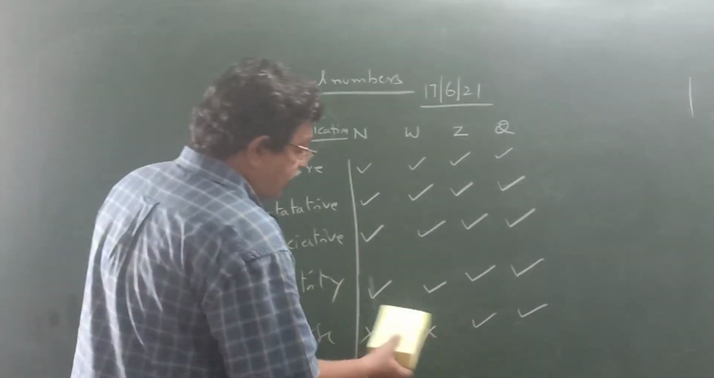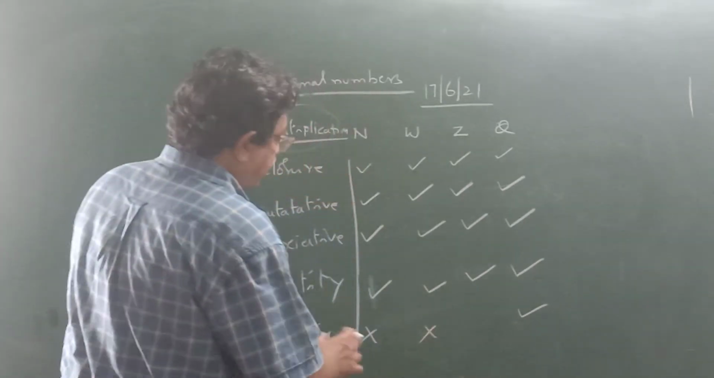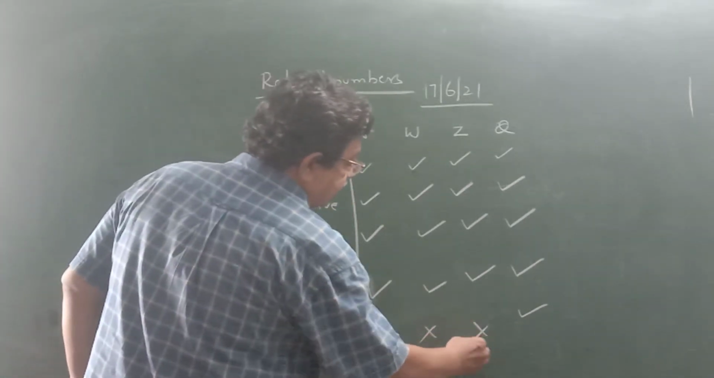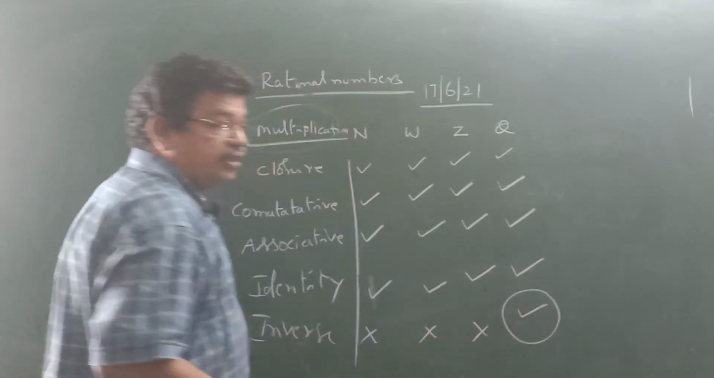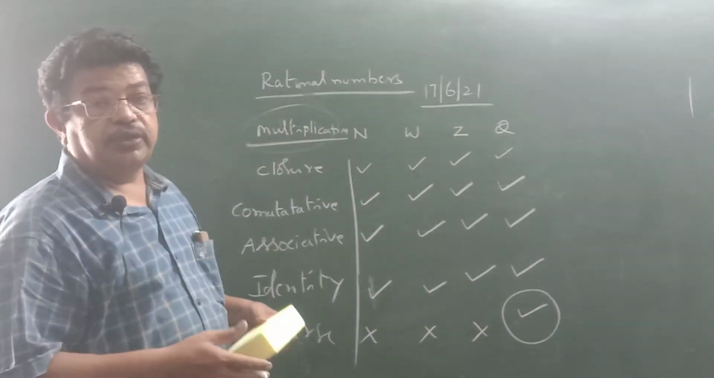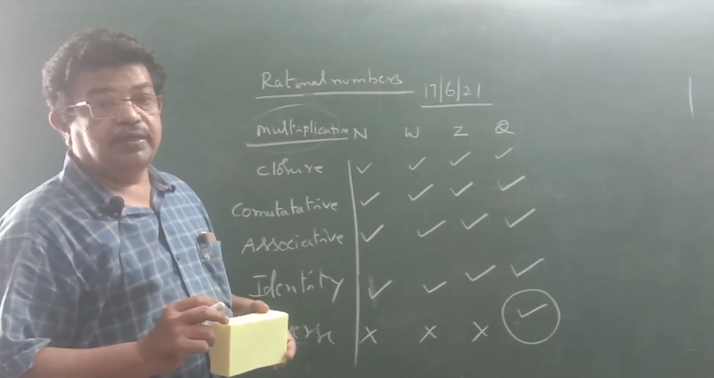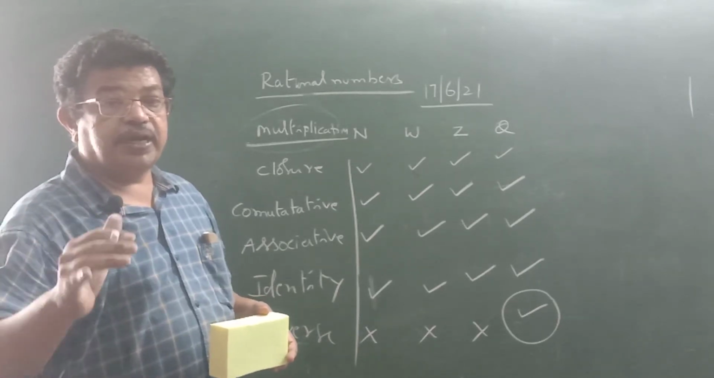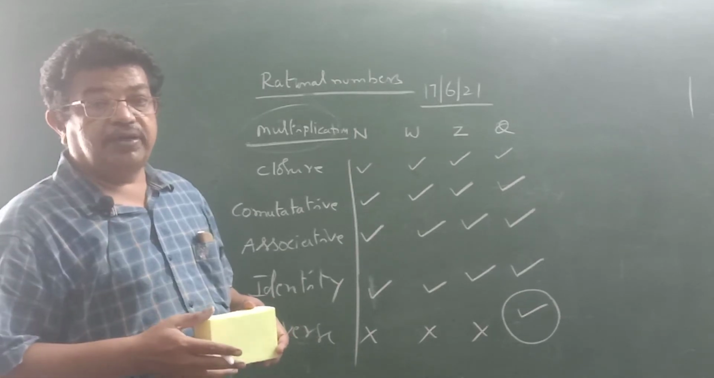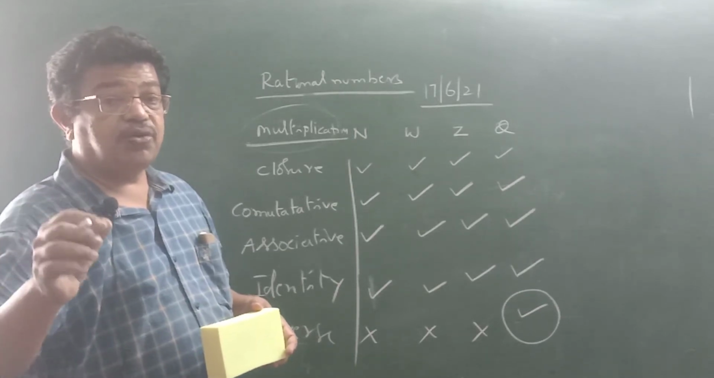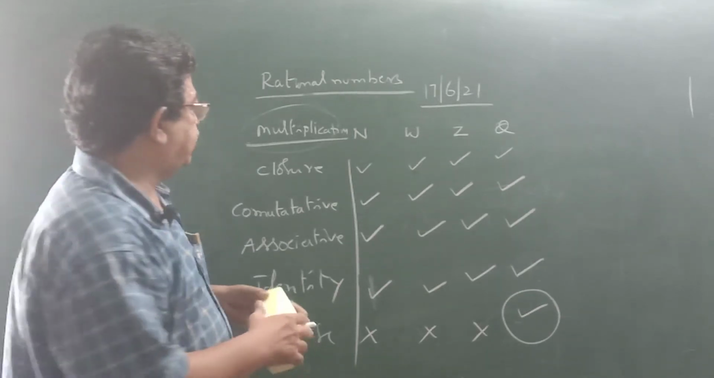Similarly, there is no multiplicative inverse for natural numbers, whole numbers and integers. It exists only for rational numbers. Just now I told you, A by B multiplied by B by A, the product is equal to 1. A rational number is multiplied by its multiplicative inverse. Multiplicative inverse is also called reciprocal.